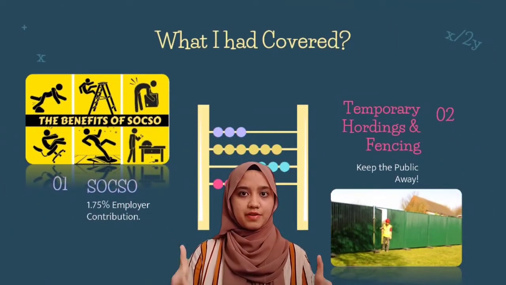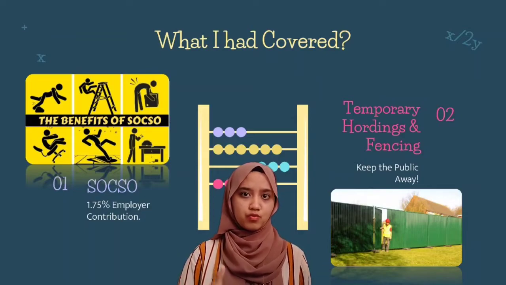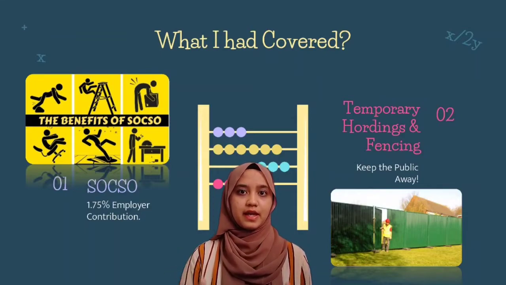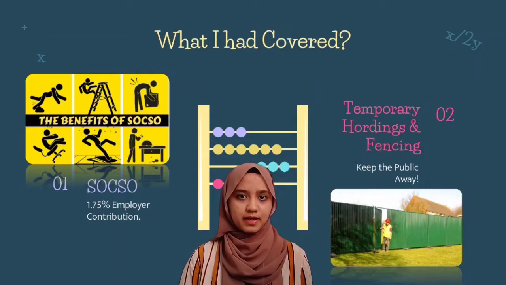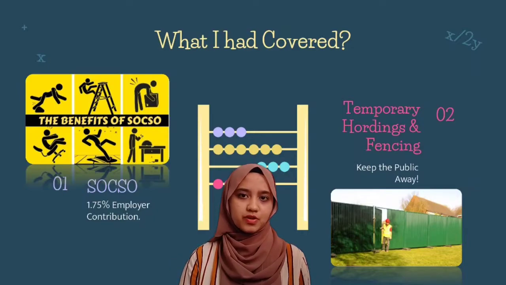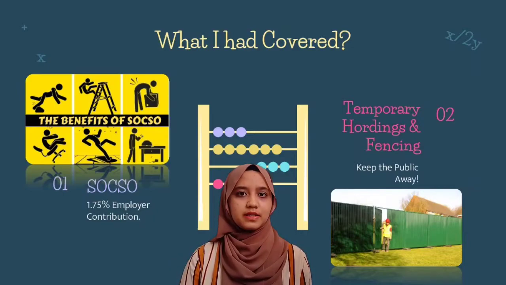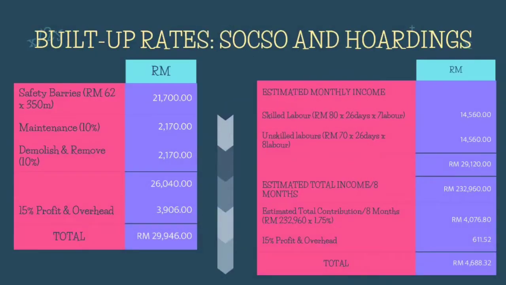Next, the item that is very important before commencing any work are temporary hoarding and fencing. This is compulsory in order to protect the site and also the public. The hoarding can assist workers to do work without any distraction from the public. Besides, the temporary fencing is important to keep away the site from the public and control the access. The table shows how I calculate the build-up rates for hoarding and also social.